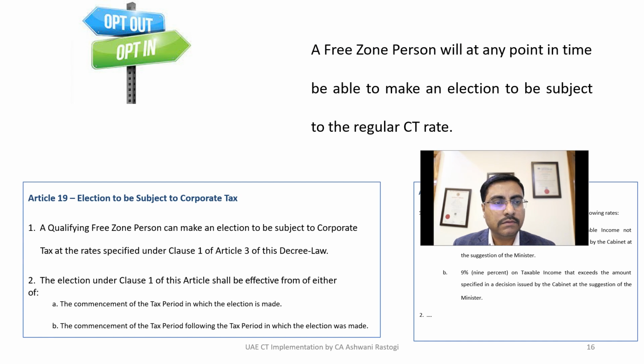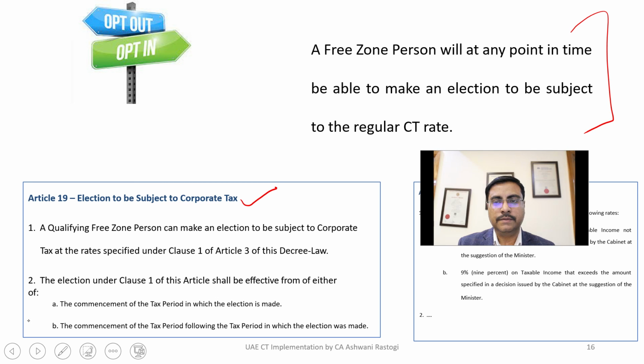So there is a concept of election to be subject to tax, as I discussed. This is an irrevocable election. Once you opt out from free zone and want to pay regular tax as per this corporate tax, you can't go back. So you have to take care of this. A free zone person will at any time be able to make the election to pay regular tax.